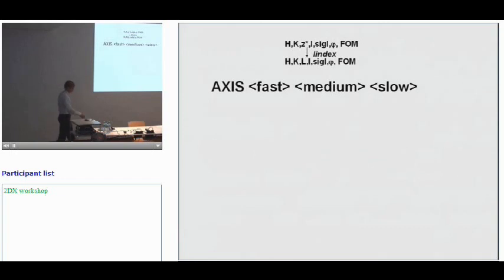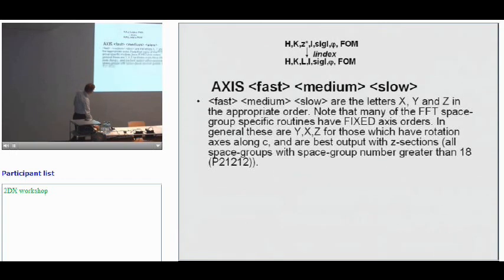This is taken directly from information from the map calculating program in CCP4. There is a fast and a medium and a slow axis for this map in the XYZ direction. And in electron crystallography, we always have flat crystals, and we always index HK along the plane of the crystal, and L is in the normal direction.